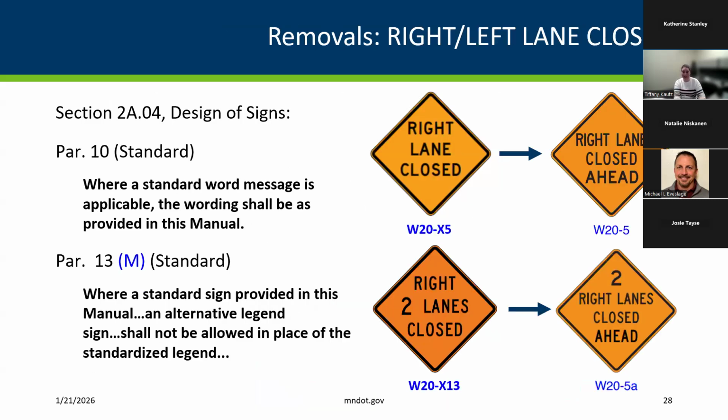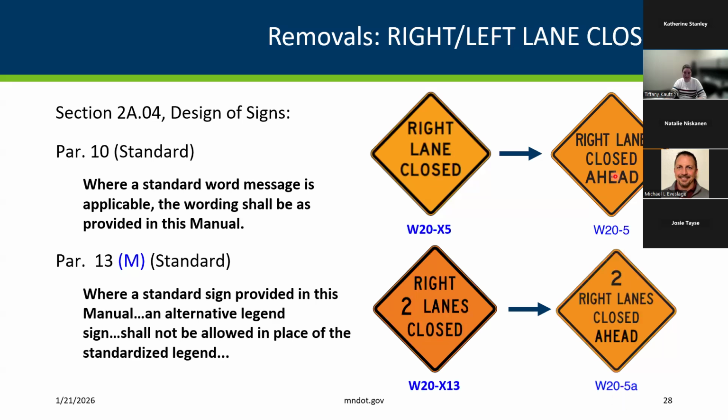Next, we have the removals of the right lane, left lane. This is where we had some Minnesota designs, as you can see with the X here and the X there. So these were Minnesota signs, the right lane closed and right two lanes closed. And we have to go all the way back to section 2A.04 to find out why we can't keep them. But basically in chapter 2A, it says that if there is a standard sign that does what we need it to do, we can't just go ahead and create our own word message or create a different word legend for that sign. So the National MUTCD has the W20-5 right lane closed ahead and the W20-5A two right lanes closed ahead.